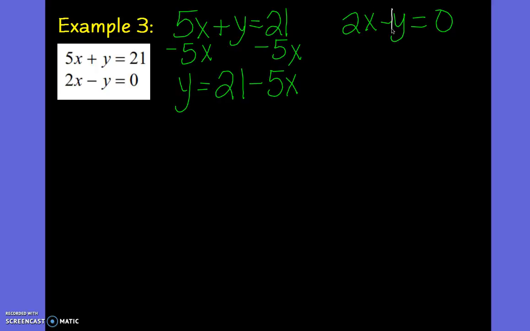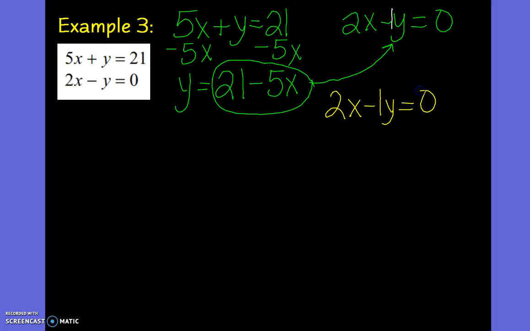So now, we're going to take this 21 minus 5x, and since y is equal to 21 minus 5x, we're going to put it here in place of the y. So I'm going to write 2x minus 1y equals 0. Replace the y with the 21 minus 5x equals 0.